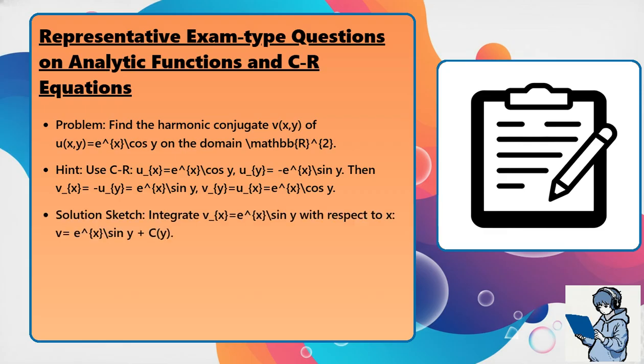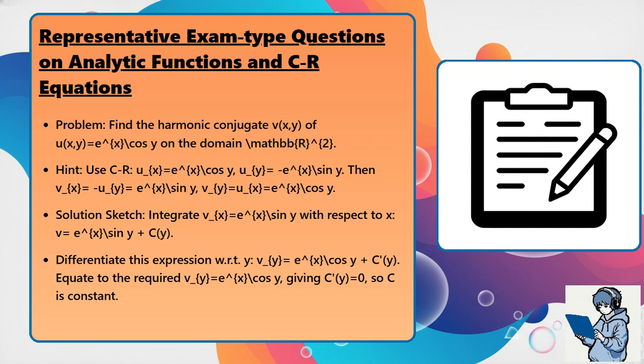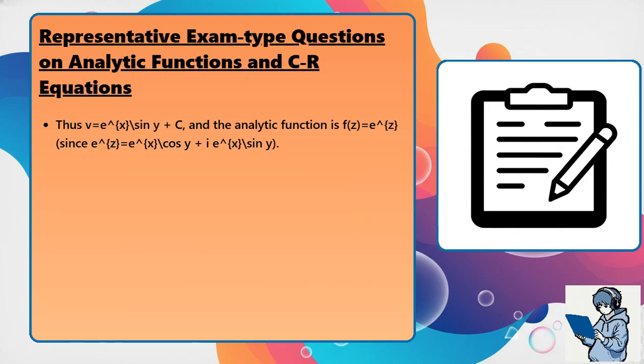Solution sketch: integrate vₓ = eˣ sin y with respect to x. v = eˣ sin y + c(y). Differentiate this expression with respect to y. v_y = eˣ cos y + c′(y). Equate to the required v_y = eˣ cos y, giving c′(y) = 0, so c is constant. Thus v = eˣ sin y + c. And the analytic function is f(z) = eᶻ, since eᶻ = eˣ cos y + i eˣ sin y.